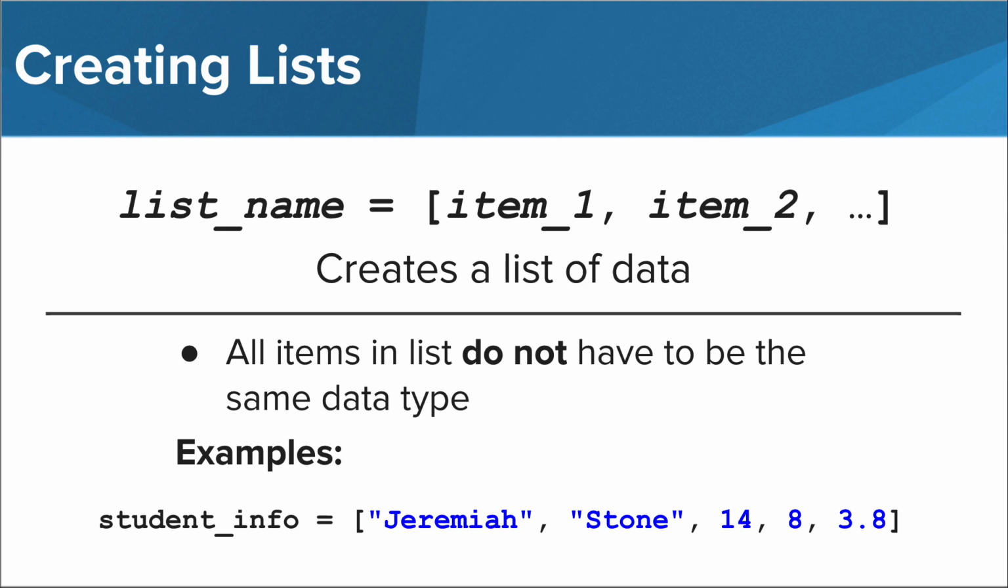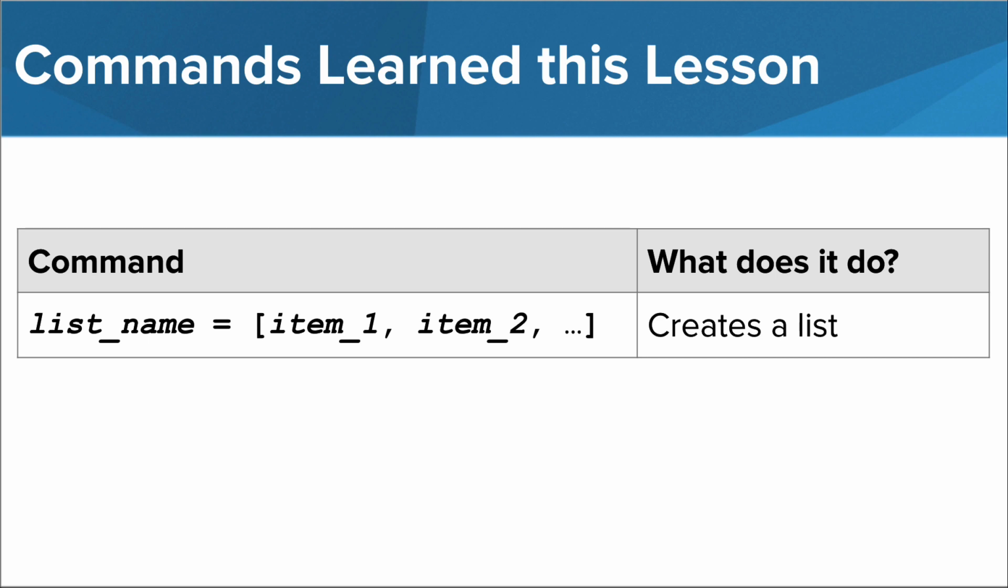Lists don't even need to contain only one type of data. We can mix and match data types without any problem. For example, if we wanted to save all the information about one student inside a list called student info, we could put in strings for the first and last name, integers for the age and grade, and a floating point number for the GPA. In this lesson, we learned how to create a list.